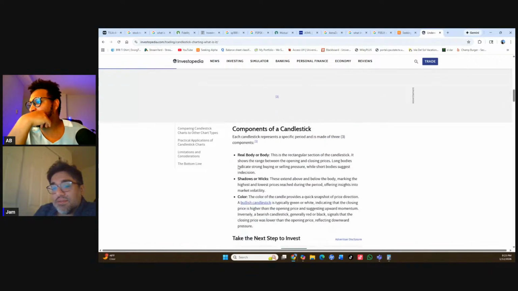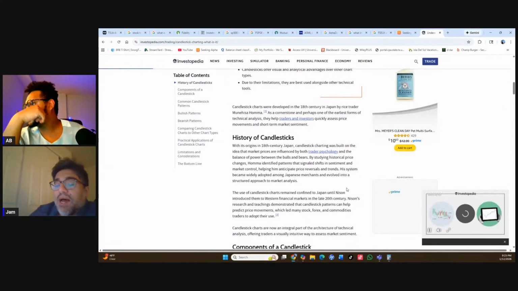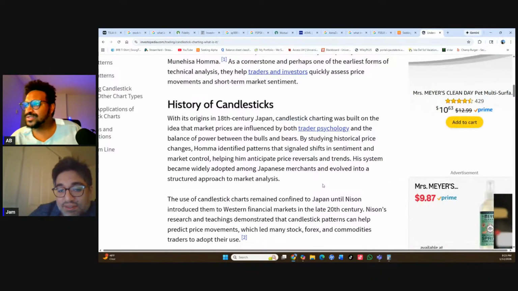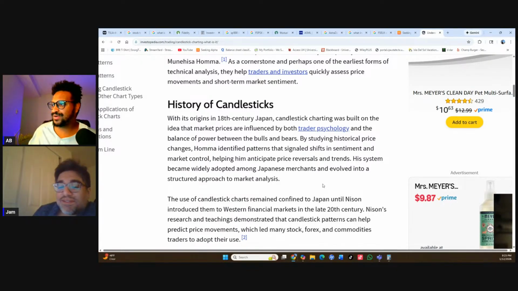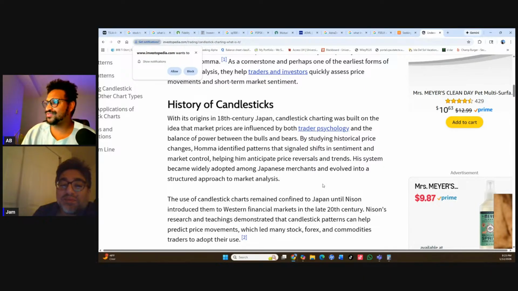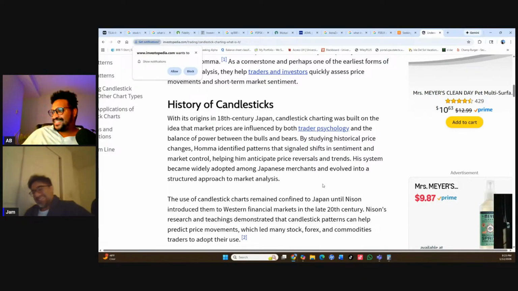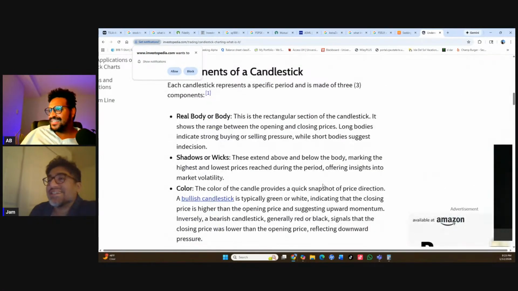So do you understand the whole candle thing? I kind of know a little bit about it. I'm not an expert, but I kind of don't understand it. With its origins in 18th century Japan, candlestick charting was built on the idea that market prices are... Japan would do something with candlesticks. Oh my god! I didn't even know that. That's kind of interesting.